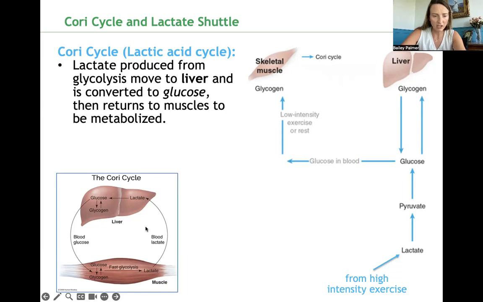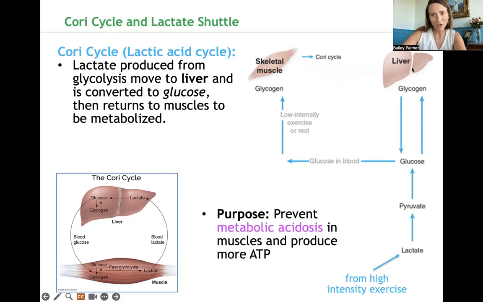If we look down here at the Cori cycle in this picture, in the left corner we see fast glycolysis. At the bottom, look at our skeletal muscle: glycogen to glucose, fast glycolysis, we make pyruvate, which makes lactate. Lactate travels in our bloodstream to the liver, where it is turned back into pyruvate and then into glucose, where it can be stored as glycogen within the liver as a fuel source for later, or that glucose is transported back in the bloodstream to the working muscle so we can use it for fuel. So what's the purpose of this process? To prevent something called metabolic acidosis and to produce more ATP.